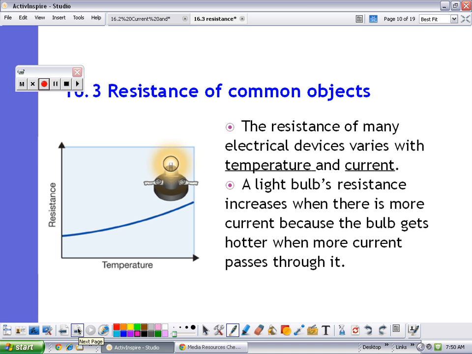Resistance can be affected by temperature and current. So a light bulb's resistance increases when there is more current because the light bulb gets hotter. Now, this is true with your incandescent light bulbs, which are really hard to find anymore because we've all gone to fluorescent. They don't heat up as much, so they don't have as much resistance, so therefore they are more efficient. But the relationship that you need to know here is if the temperature does increase, you have a direct relationship where the resistance increases.